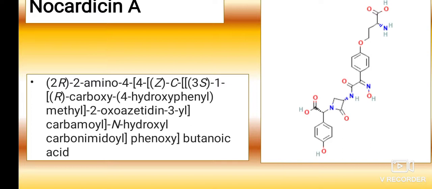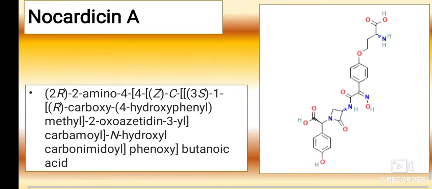That complete structure is attached to the phenyl ring, and that phenyl ring is attached to the oxygen. So it is a phenoxy. Phenoxy bracket complete, and then it is a butanoic acid, which contains a 4 carbon atom chain attached to the carboxylic acid functional group. To that butanoic acid, an amino group is present. So this is the complete structure of nocardicin A. Keep it in mind that there are 2 carboxylic groups, 1 beta-lactam, and 2 phenyl rings.